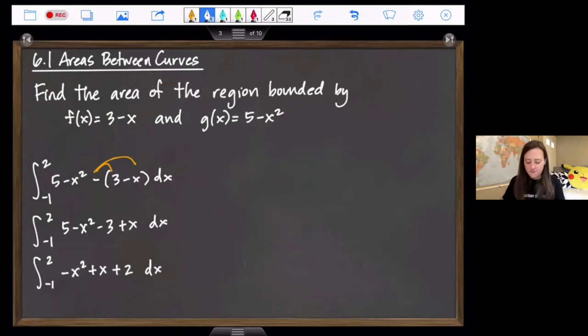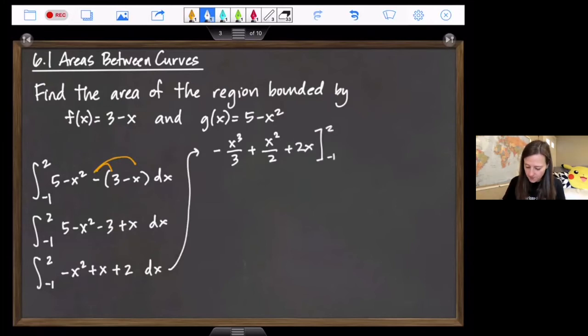All right, so let's find our antiderivative here. The negative goes along for the ride, add 1 to the exponent, and divide by the new exponent. So x cubed over 3. I've got x to the first, so x squared over 2. And the antiderivative of 2 is 2x. And we're going to evaluate that all from -1 to 2.